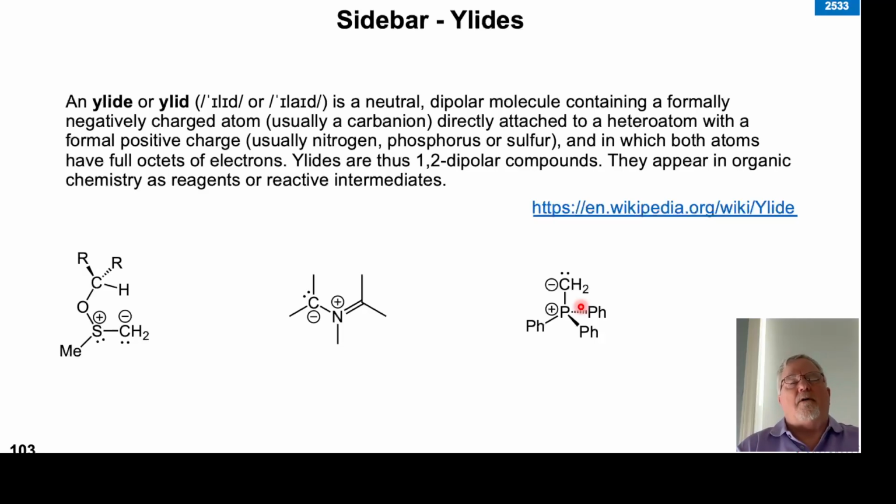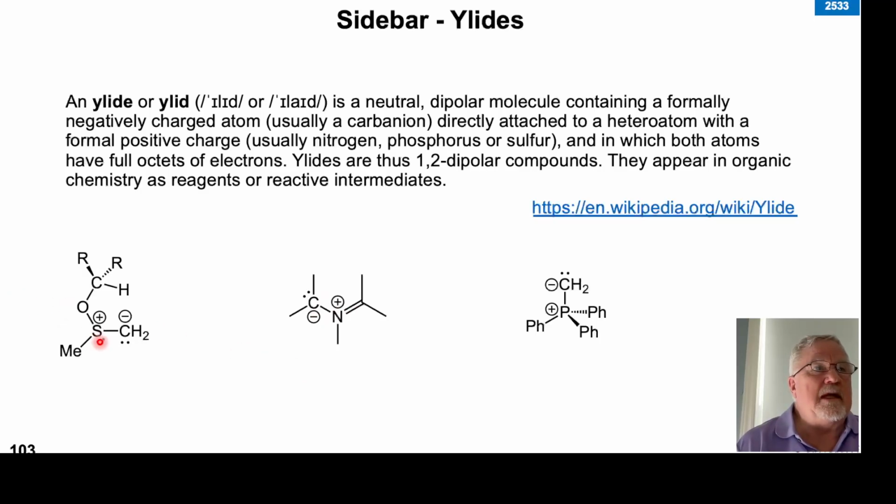Another type of nucleophilic carbon comes in these compounds known as ylids. We're going to use this particular ylid, but an ylid is a compound that has a negatively charged carbon next to a positively charged heteroatom. Remember, when we have 4-coordinate nitrogen, it's going to have a positive charge. So we talk about this as being a ylid.